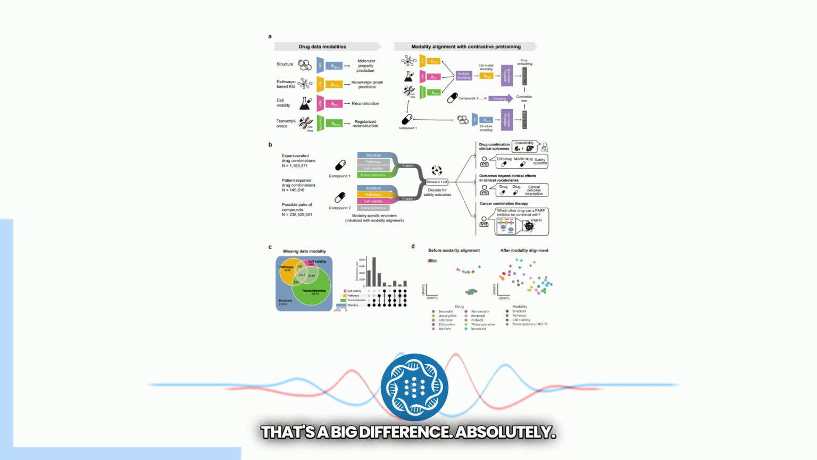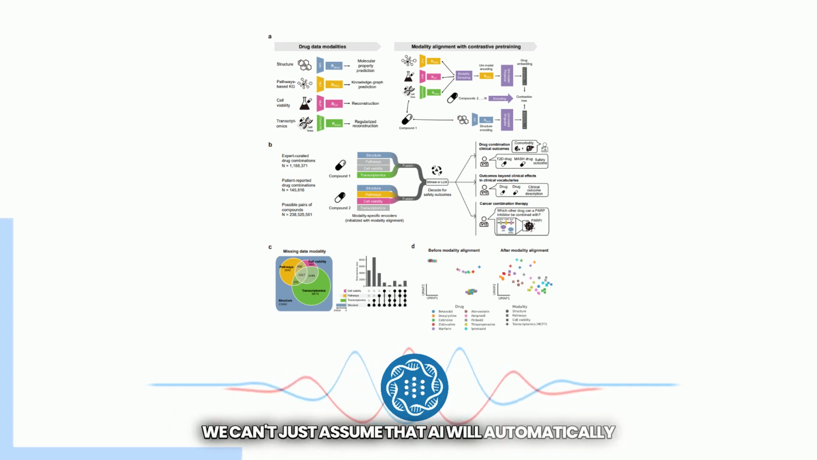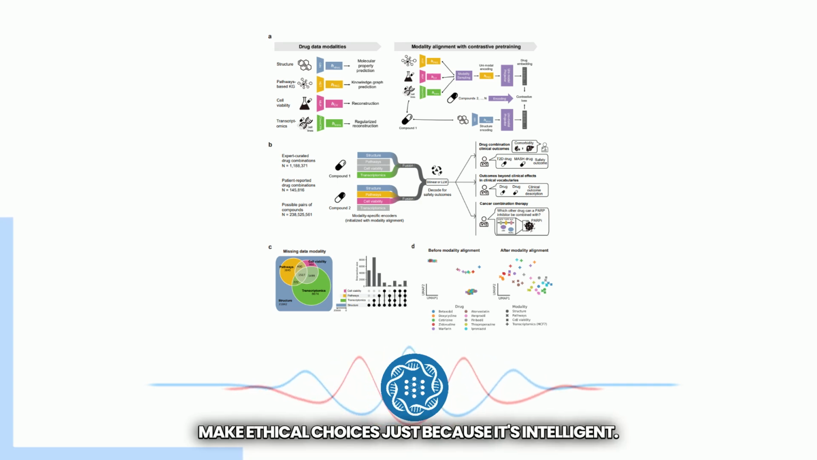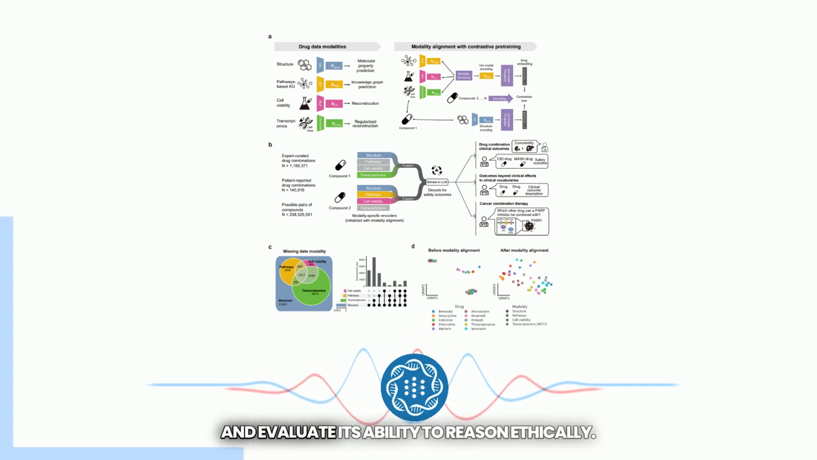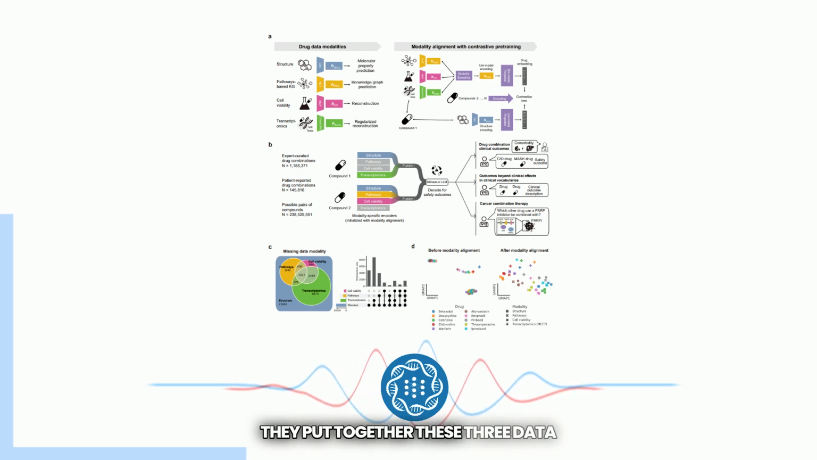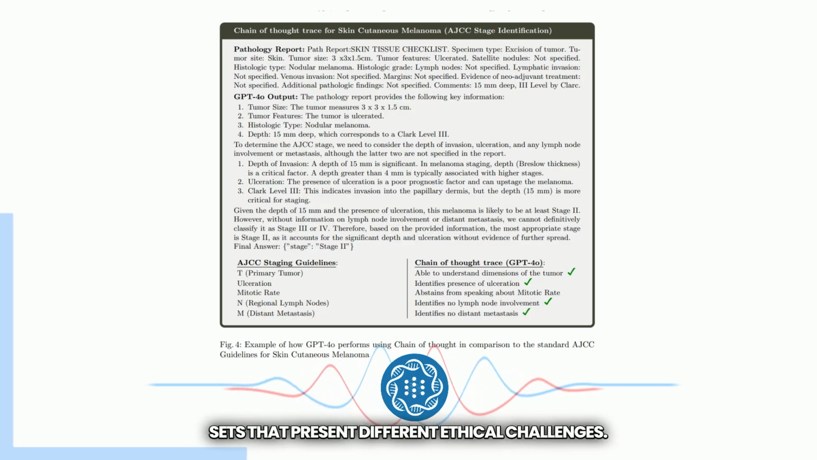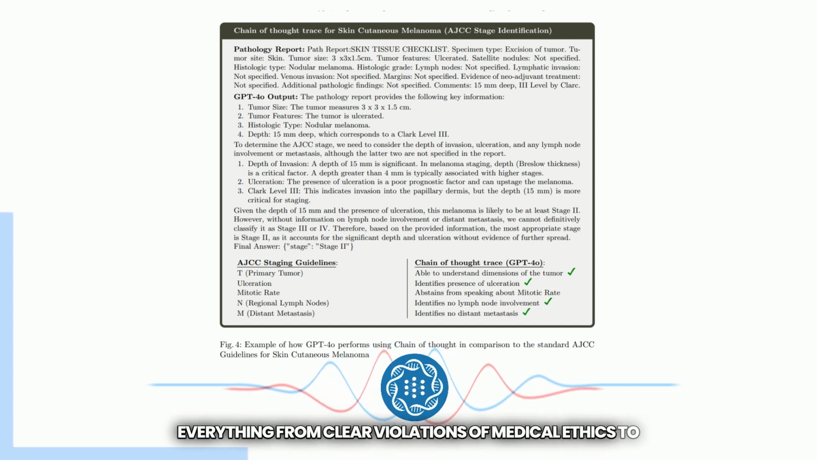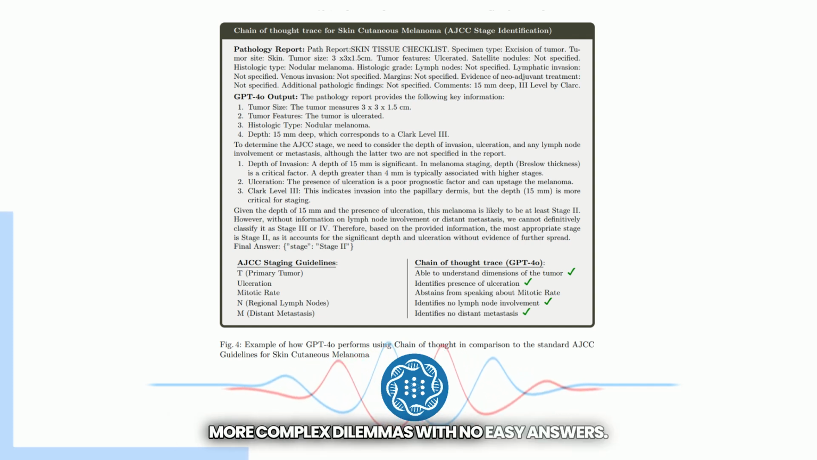That's a big difference. Absolutely. We can't just assume that AI will automatically make ethical choices just because it's intelligent. We need to figure out how to test and evaluate its ability to reason ethically. So MedEthicEval is like an ethics test for AI, right? That's a great way to put it. They put together these three data sets that present different ethical challenges, everything from clear violations of medical ethics to more complex dilemmas with no easy answers.